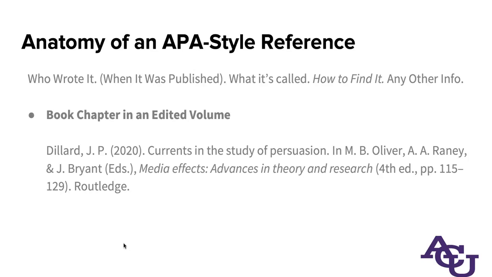Book chapter. We won't dwell on too much for this one, but it's the same format. We've got the author's name, last name, and initials. We've got the publication year, the title of the chapter itself, which is what it's called. How to find it, that's in the book edited by M. B. Oliver, A. A. Raney, and J. Bryant, called Media Effects: Advances in Theory and Research. And the rest is just information of, oh, it's a 4th edition, here's the page range for the chapter, and there's the name of the publisher, which is Routledge.